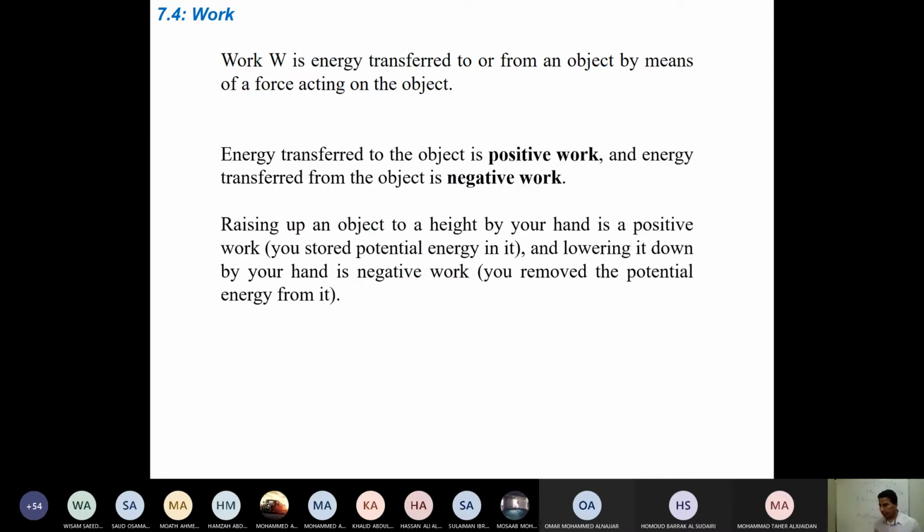Whenever we talk about work, it can be considered either positive work or negative work. How can work be positive? In the example I gave, there was a car at rest, I did some work, and the car moved as a result. This work was positive because I transferred energy to the car.